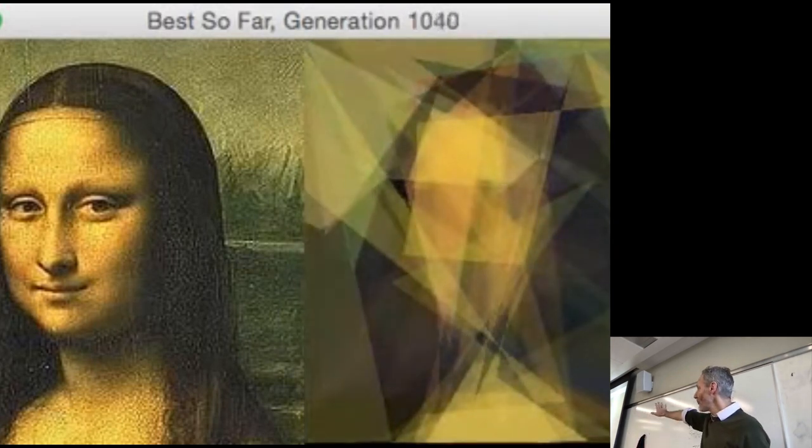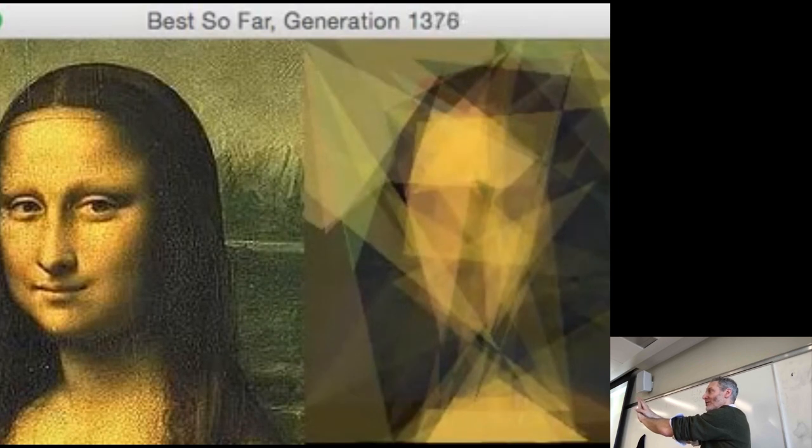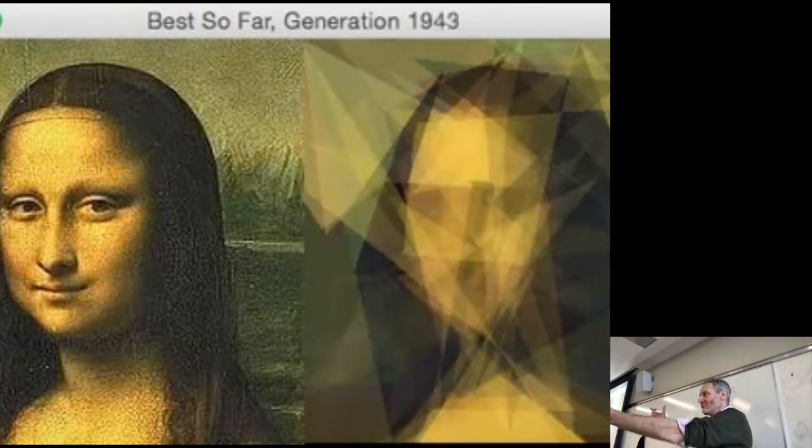So we have a phenotype on the right-hand side of this image. We take that phenotype and we overlay it on the actual image of the Mona Lisa, and we look at the differences in colors between pairs of lined up pixels. And the sum of those differences is the fitness. The closer the match, the higher the fitness of that phenotype.